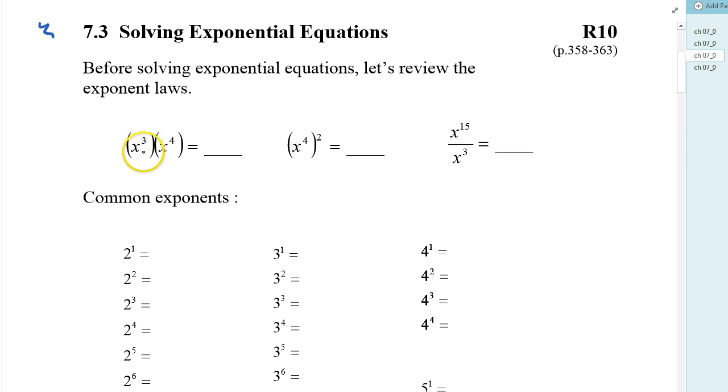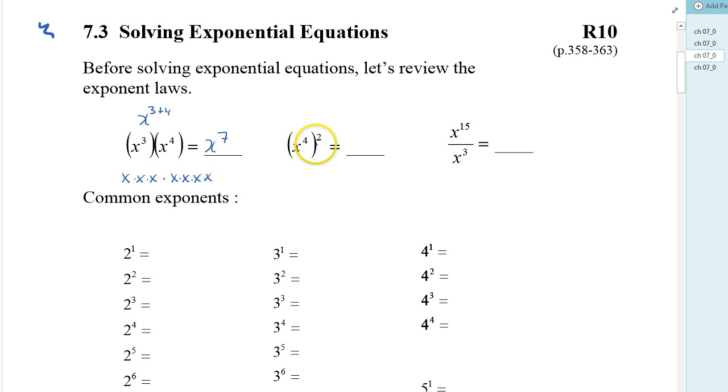So you can think of x cubed as x times x times x, times x to the fourth. Well, now that would be four of them. So this is the same thing as having 7 x's multiplying together. So this will give you x to the 7th. So really what you do here is add the two together. So it's going to be x to the 3 plus 4. So when the bases are the same, you add those powers.